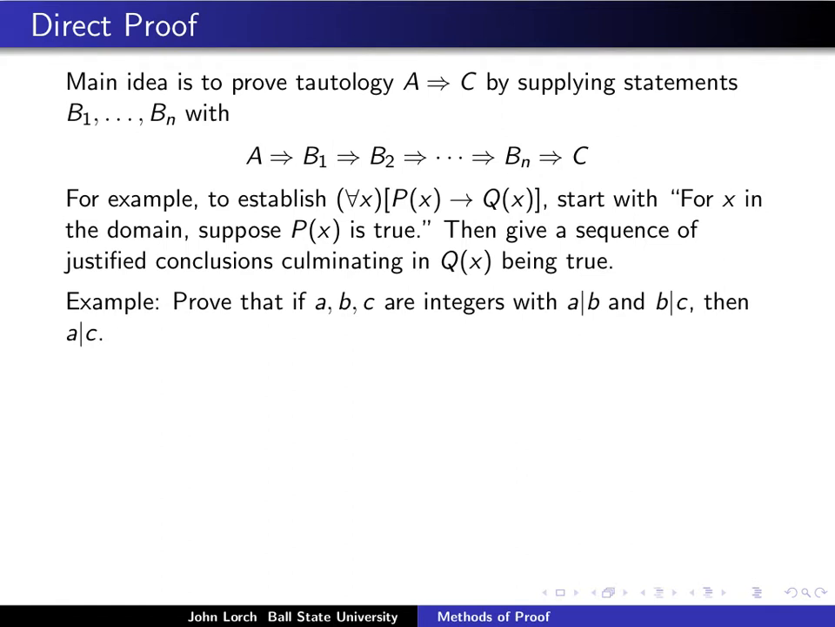So first we discuss direct proof, which is the most commonly used method of proof in mathematics. And we apply it to a statement of the form, if A, then C. So we want to prove that that statement is true. And the idea, just like in our discussion of propositional logic, is to supply some intermediate statements, B1 through Bn, and show first that one can infer B1 from A, and then B2 from A and B1, and so on and so forth until we're able to infer C.